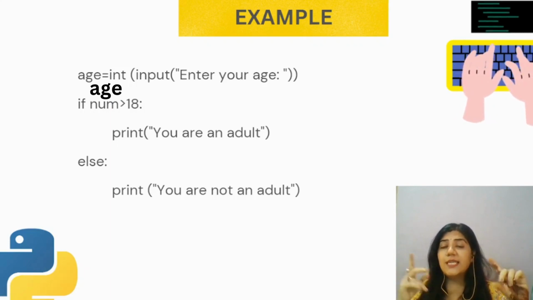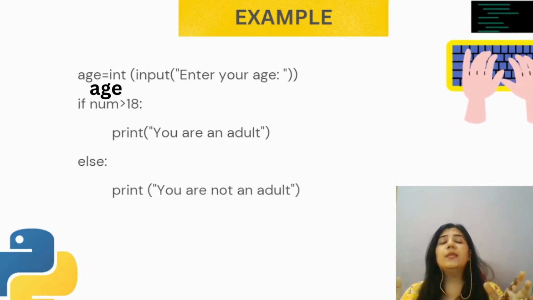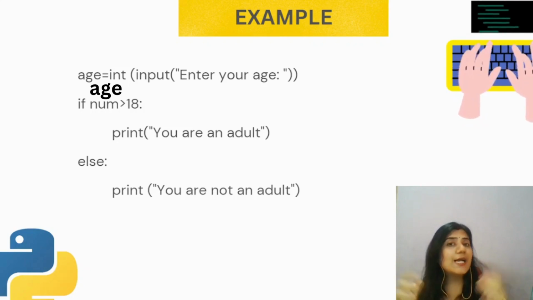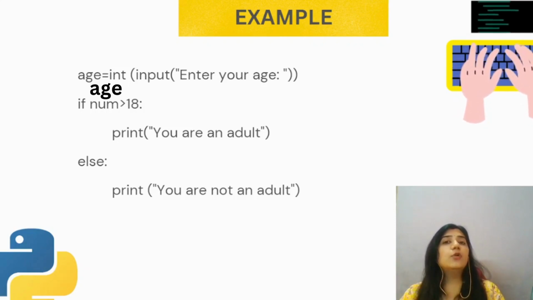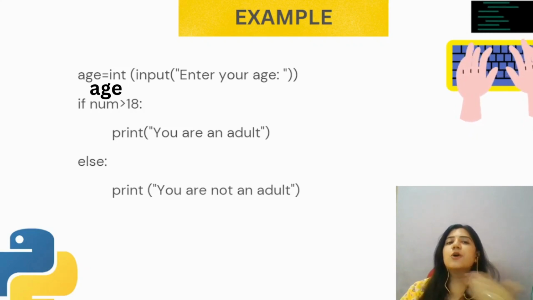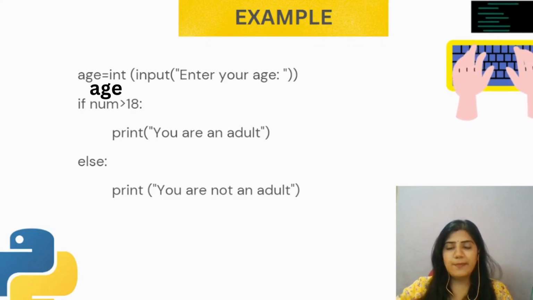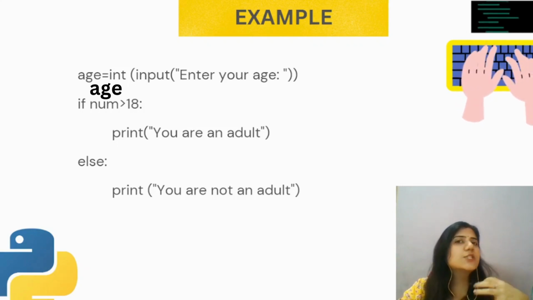So we check whether the age is greater than 18 years, which means we count that user as an adult, else we are not counting them as an adult. So else is exactly the opposite of the if. We are not putting up any certain condition over there, so we can say that it's just an alternative.